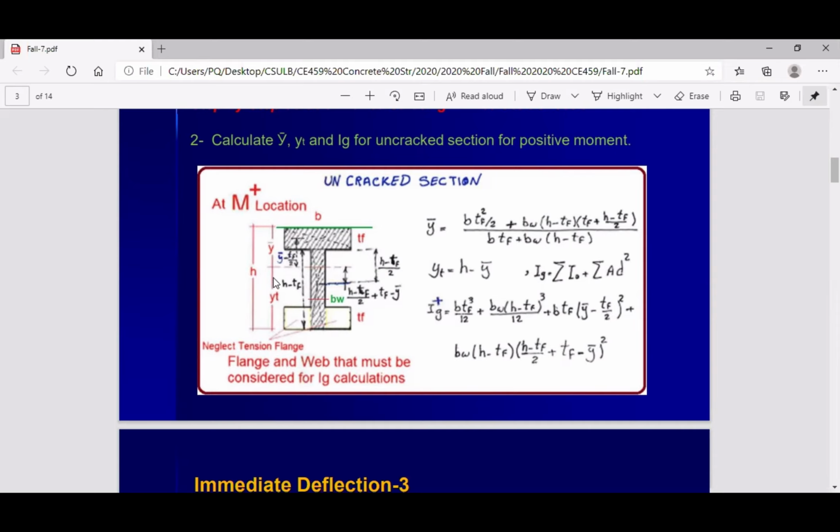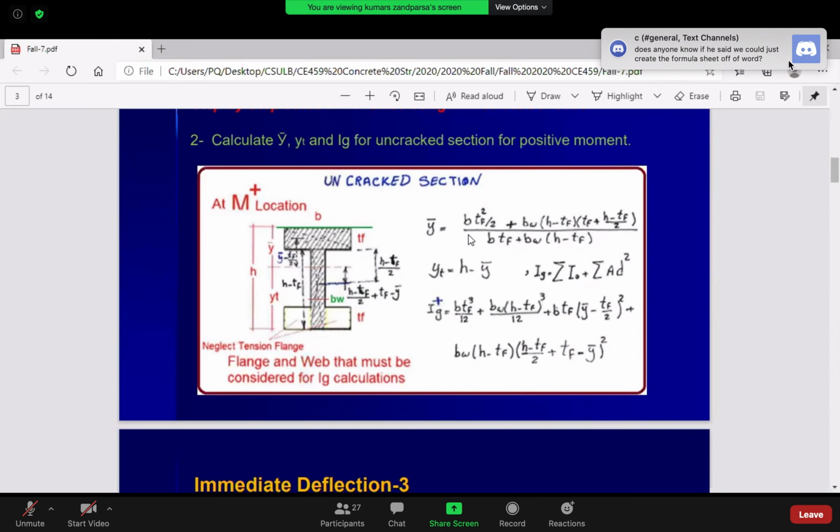But YT is to the tension part. So this is the neutral axis, and to the tension part is YT, and we need YT as well. So H minus Y bar is your YT. What's the IG? All these are from statics; you are not required to memorize all this. I'm refreshing your memory because it was a long time ago, and you might not remember this.